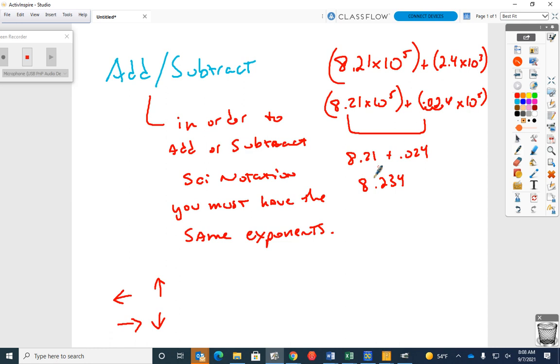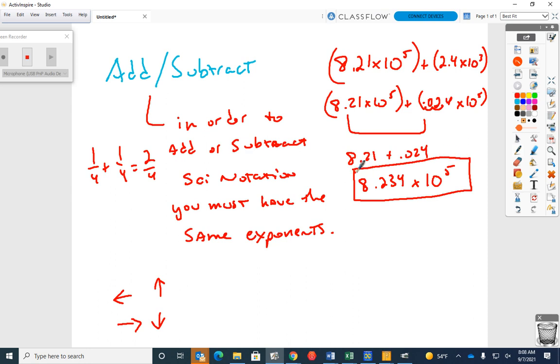Okay. Now, am I multiplying these 2 exponents? No. And think about this, guys. If I added 1/4 plus 1/4, what would I have? 2/4. Did I add my denominator there? It stayed the same. So the same rule applies for my exponent. This exponent stays the same because they're common now. So this is going to be 8.234 times what? 10 to the 5th. That's going to be my answer.